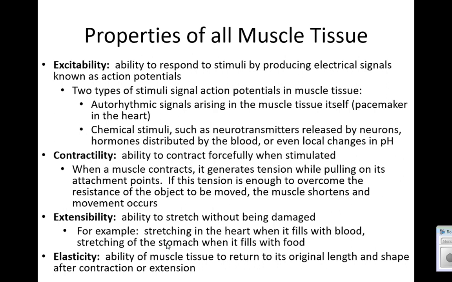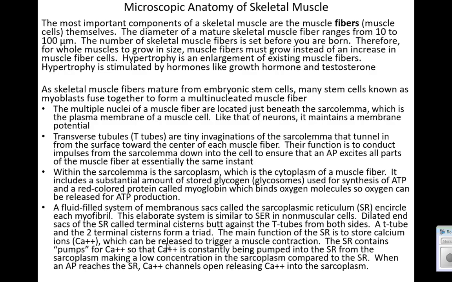We'll talk about extensibility and elasticity again when we talk about the lungs, because your lungs exhibit these properties, at least in a healthy lung. Unfortunately, smoking can cause things like emphysema, which really decreases elasticity of the lungs. And so the lungs like to stretch, they don't like to recoil. That's why people with emphysema look like they have really big chests, because their lungs are overinflated all the time. We'll talk about that in a couple of weeks.